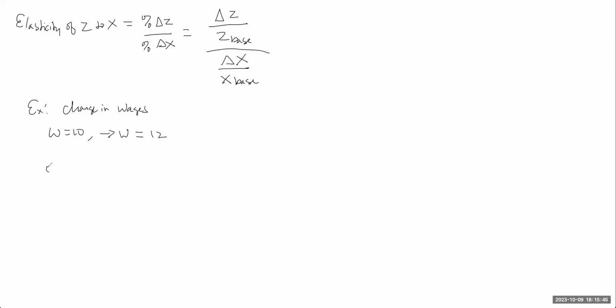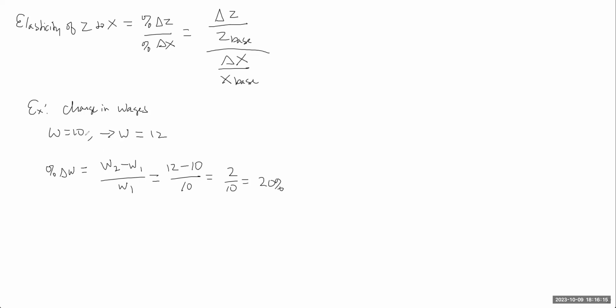And you would say, well, the percent change in my wage rate is equal to W2 minus W1 divided by W1. The new wage minus the old wage divided by the old wage. New wage is 12, old wage is 10, divided by 10, the old wage. That's 2 over 10, which is 20%. I got a 20% raise. Okay, that's how we would figure it out.